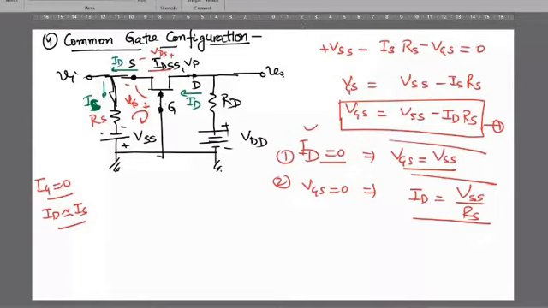Let me explain the concept of Q point. Do you remember these conditions? This characteristic, VGS and ID. This was the transfer characteristics of this FET, and this potential was known as VP, and this was ID.